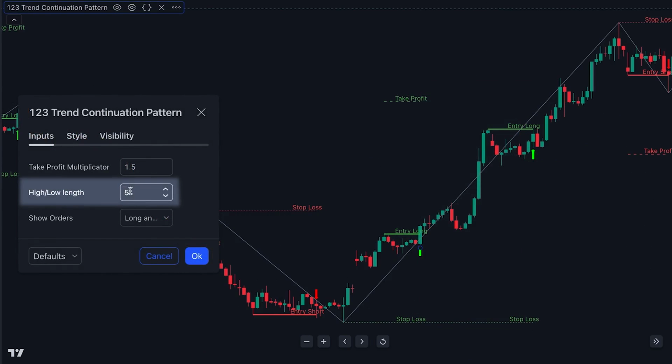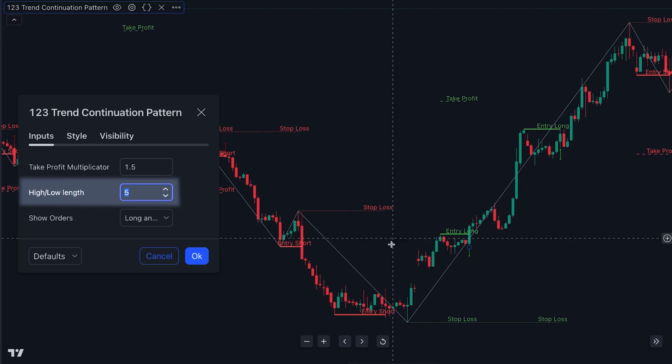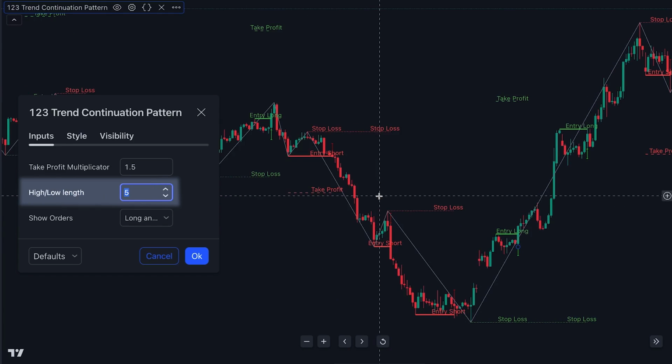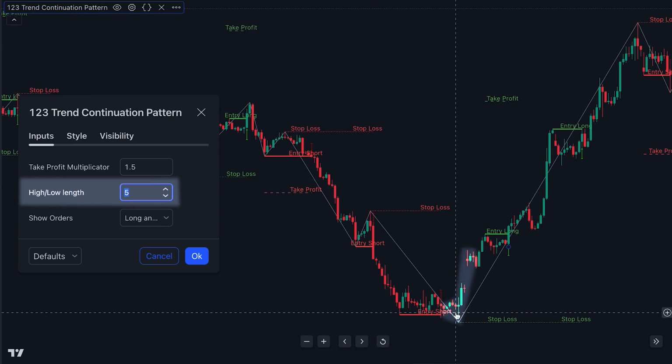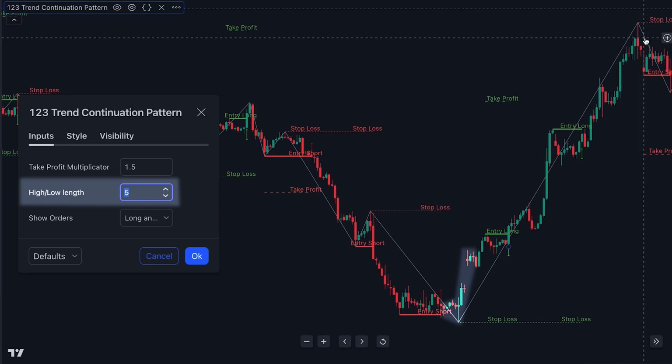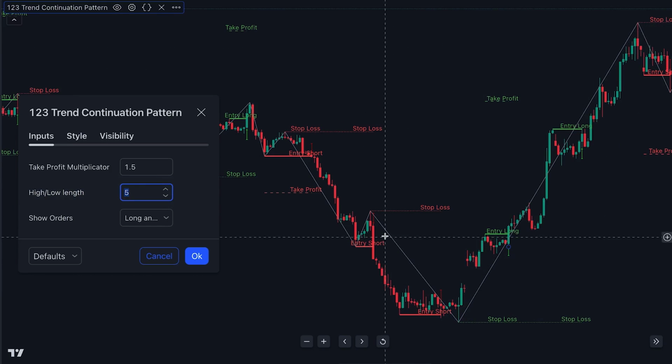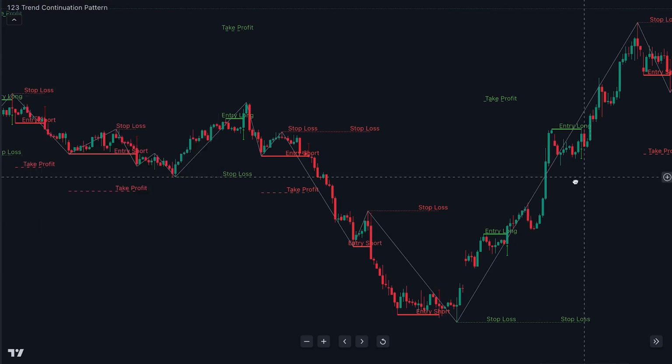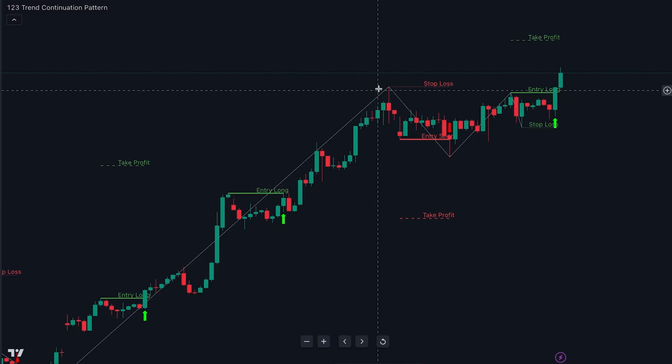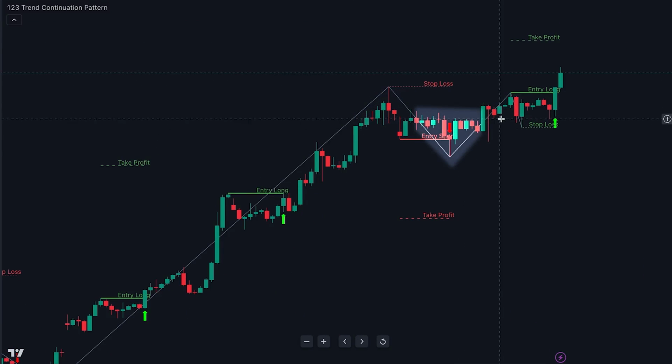Next, we have the high-low length. This option controls how the indicator detects market structure. 5 means that in order for a swing point to be detected, the indicator will need 5 candles to the left and right of the highest and lowest candle for it to be considered a swing point. So if we look at the chart, we can see the swing points at market structure, and at each of these points there is at least 5 candles to the left and 5 candles to the right.